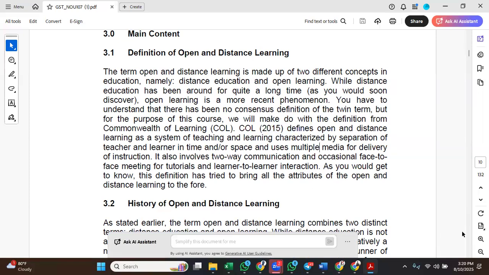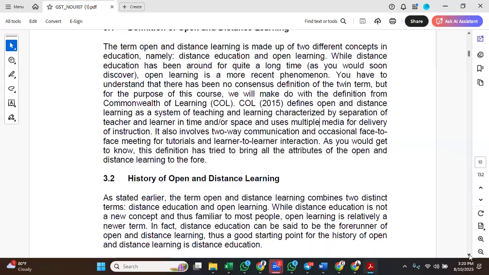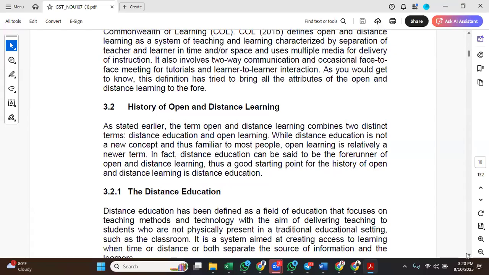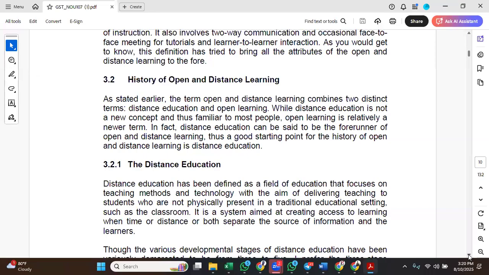History of open and distance learning. First of all, we've now achieved one of our aims, which is to know the definition of open and distance learning. We know it now by the Commonwealth definition 2015.